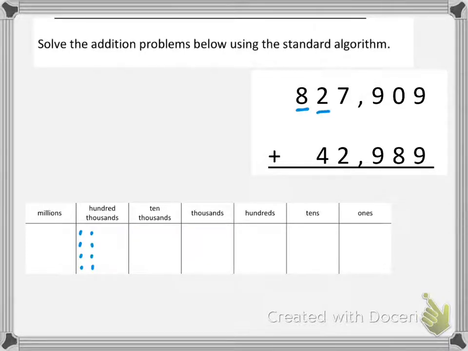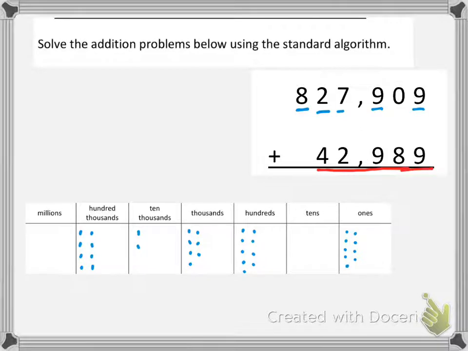We have 2 in the 10,000s. 1, 2. We have 7 in the thousands. 1, 2, 3, 4, 5, 6, 7. We have 9 in the hundreds. 1, 2, 3, 4, 5, 6, 7, 8, 9. We do not have any 10s, but we do have 9 ones. 1, 2, 3, 4, 5, 6, 7, 8, 9. All right, that's modeling the 827,909.